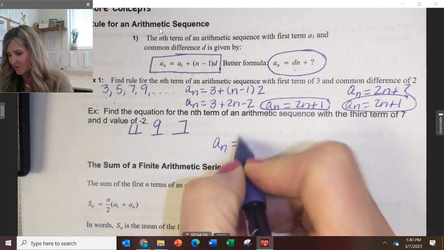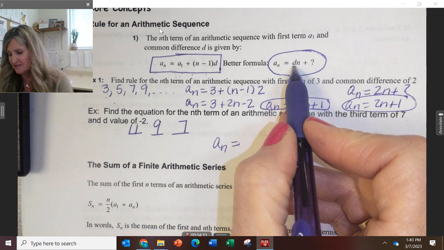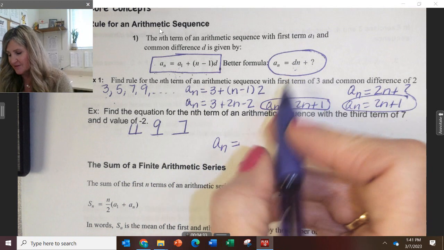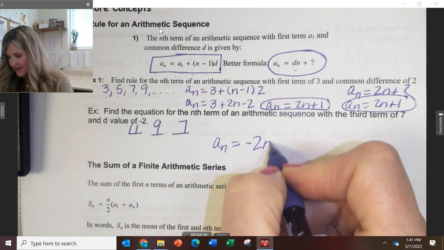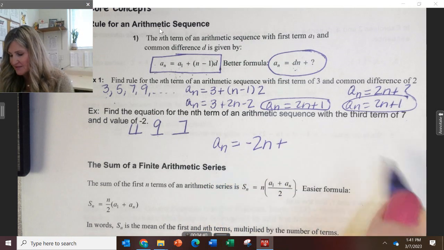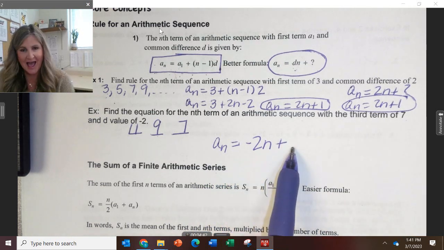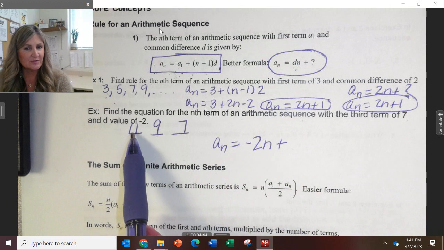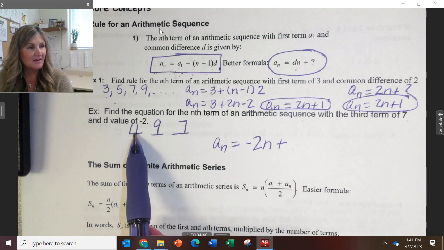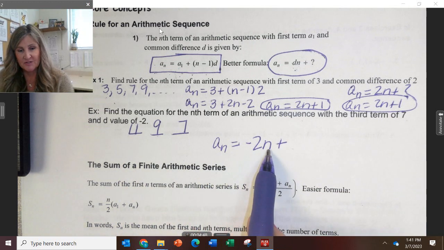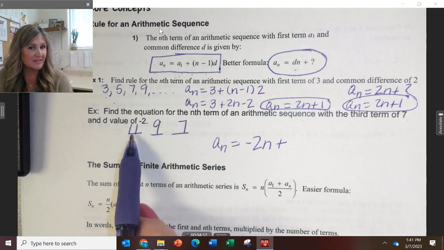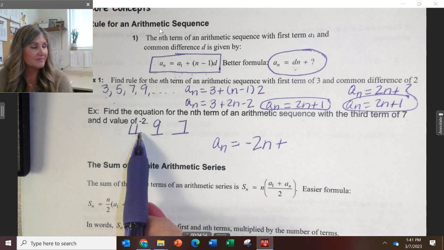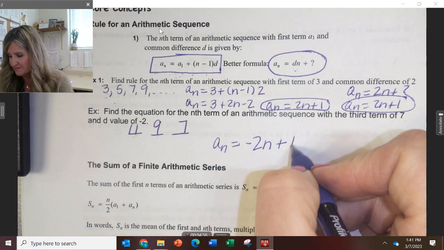A sub n equals, what's the common difference? What is it? Negative 2n plus, now what would I have to add in order for this first term to be 11? Negative 2 times 1 is negative 2 plus 2 would give me 0. I want it to be 11. 13.